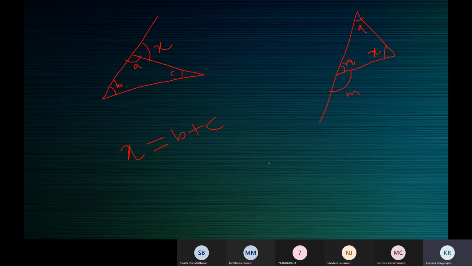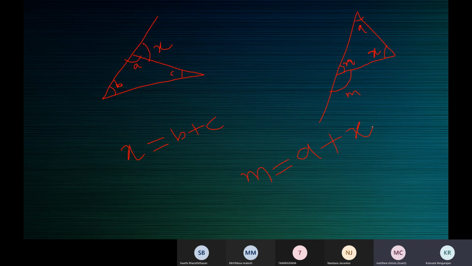Which is the name of the exterior angle? M, ma'am. One minute. M is the exterior angle. M is equal to A plus X, ma'am. Matthew, answer the question. Which are the three interior angles of the triangle? N, A, X, ma'am. They are the three interior angles.